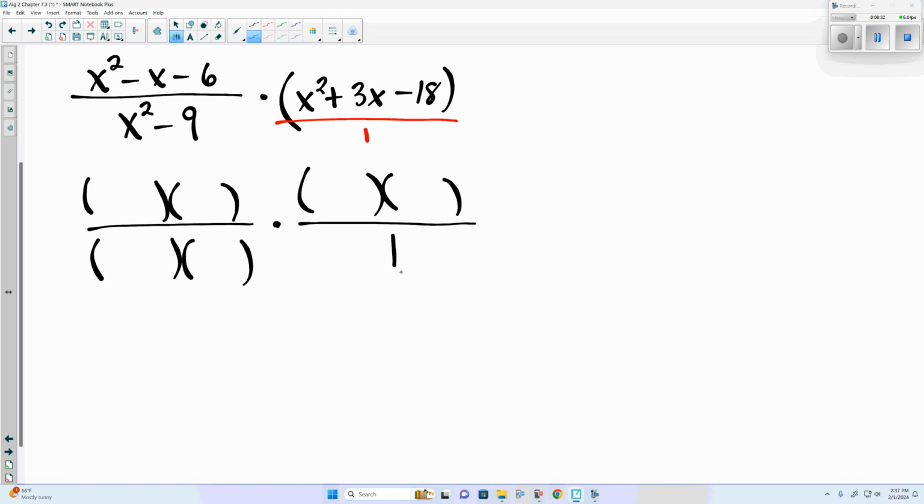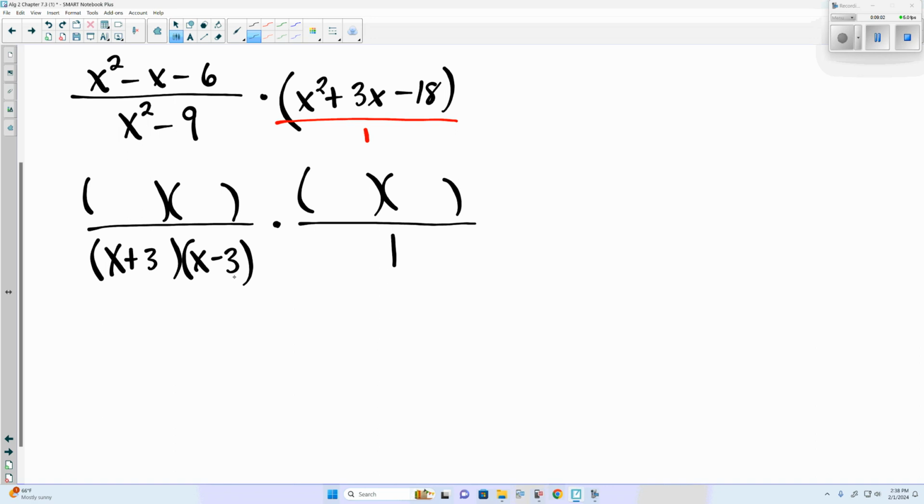Now the other 3 spots will factor except for 1, because 1 is as simplified as it gets. Which one of these 3 do we want to factor first? X squared minus 9. X squared minus 9 is a difference of perfect squares, which would factor to x plus 3, x minus 3. Difference of squares, because x squared is x and x, 9 is 3 and 3, so we get x plus 3 and x minus 3.